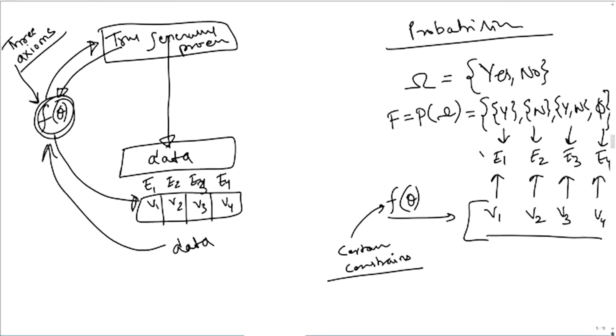All right. So before going further into what this probability assigner function could be, we need to understand these three axioms, because the three axioms are fundamental to defining the nature of these probability assigner functions. Okay. So let us dive into the three axioms of probability.